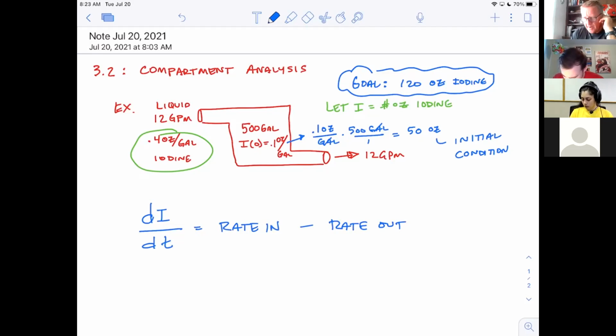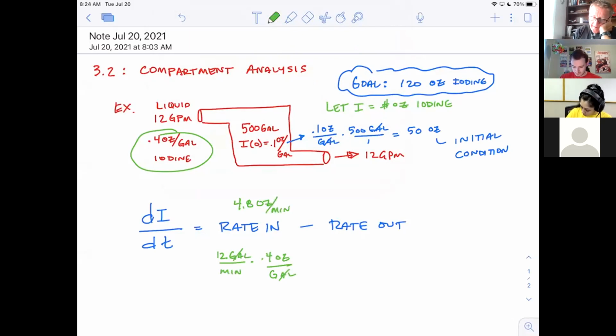So what's the rate of iodine going in? Well, let's tackle that. I have 12 gallons per minute, and I have 0.4 ounces per gallon of iodine. Notice the gallons cancel and you end up with 12 times 0.4, which is 4.8. You have 4.8 ounces per minute. Notice that's a rate of iodine.